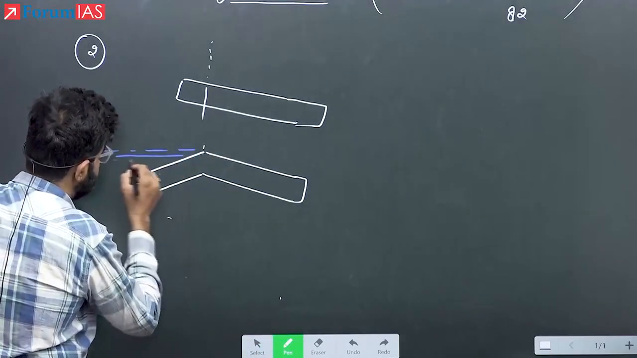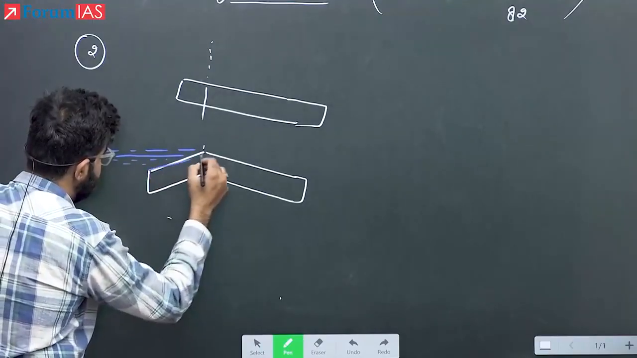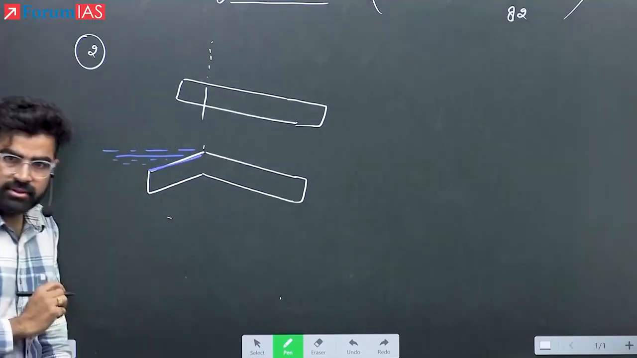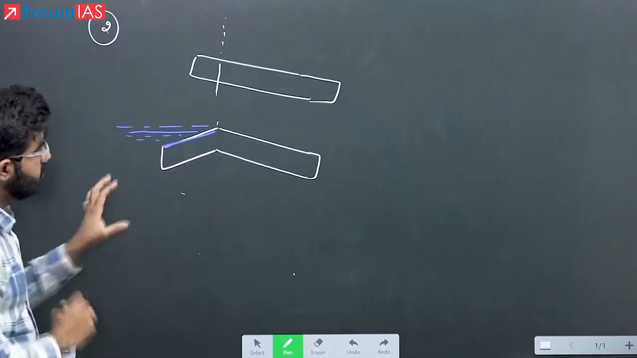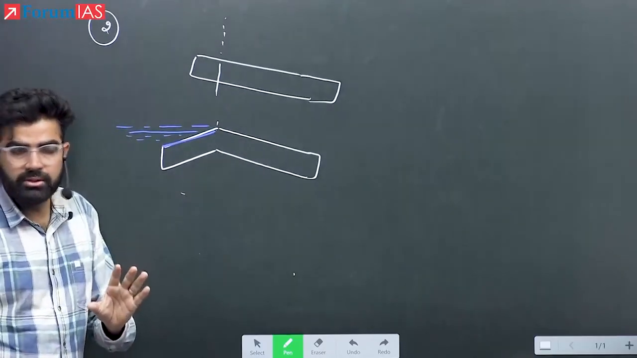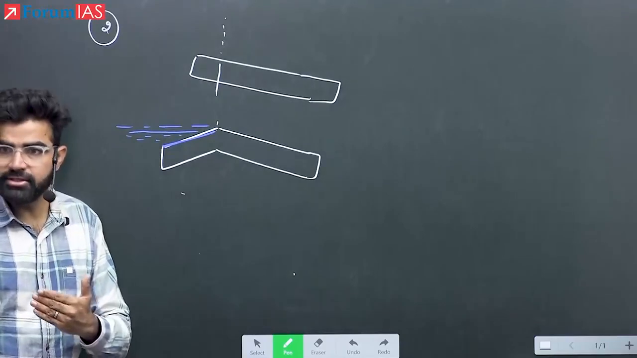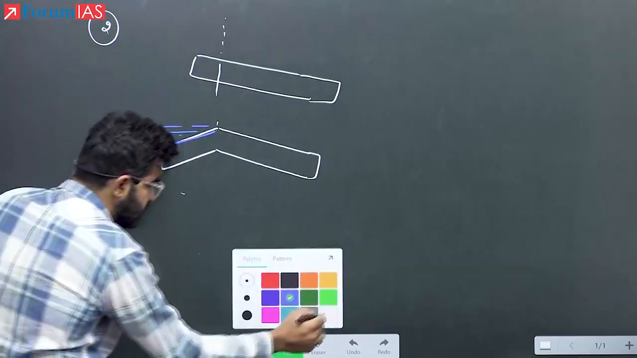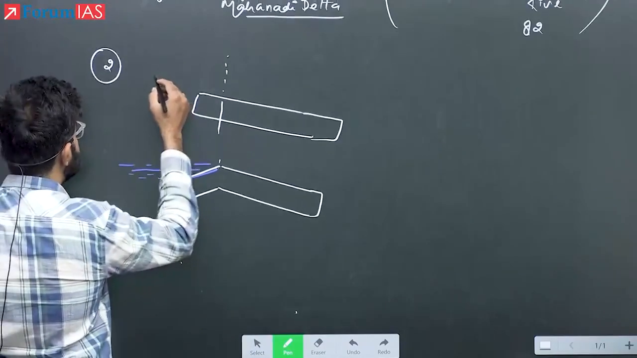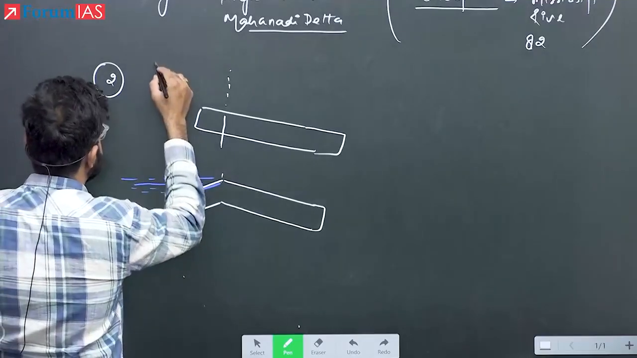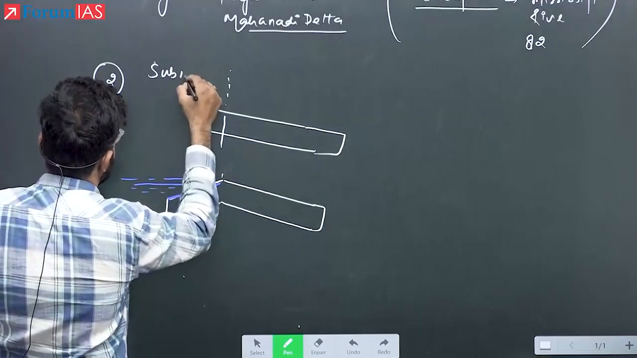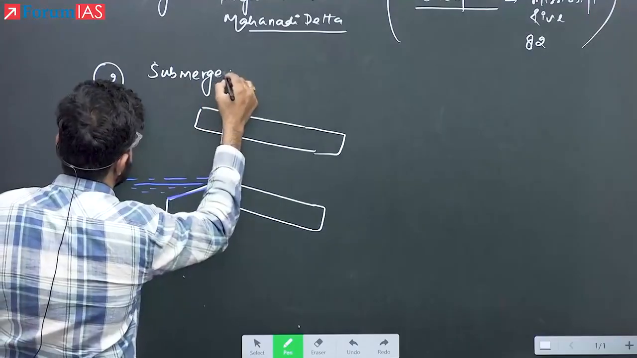Now tell me, where is the continental shelf? Can I say this entire area is nothing but now continental shelf? Yes or no? Yes. So because of submergence also, the continental shelves can be created? Yes or no? Yes. So write down the second factor: due to the submergence of the continental land or the land parts. Submergence.